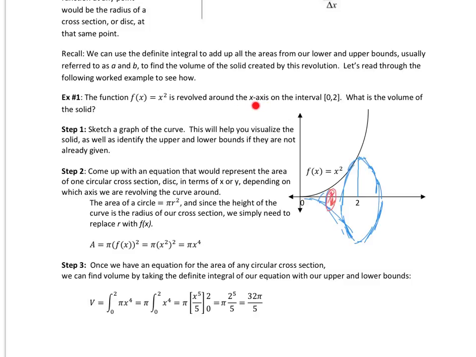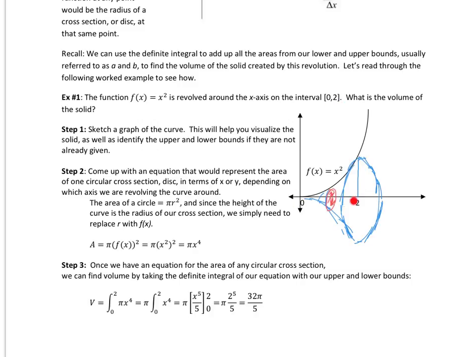Sometimes they're going to talk around the y-axis. But this just helps me visualize it. Not necessary for everyone, but you may need to do that, especially if they give you more than one function, and you need to find where the functions intersect. That's how you're going to define your boundaries.